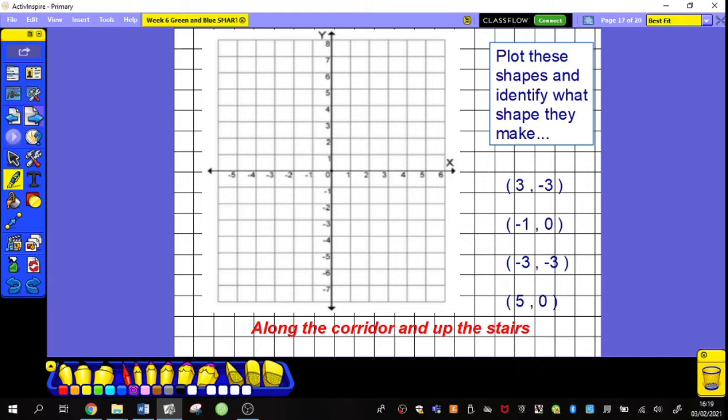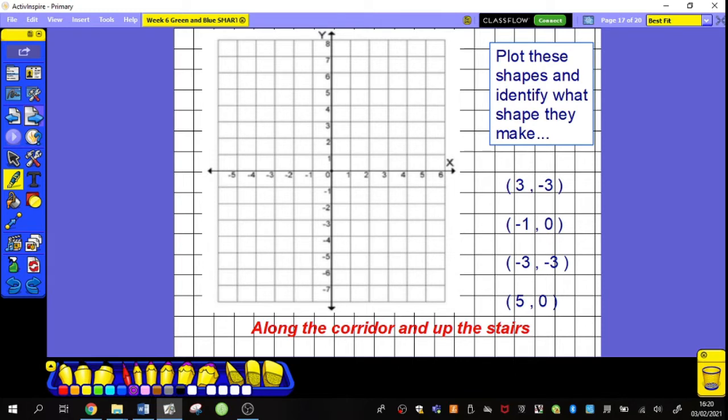So, today I said we're looking in all four quadrants. Yesterday we were just looking in the positive sides, known as the first quadrant. Today we've got all four, so we are going to be looking at negative coordinates today as well. But everything I taught you yesterday still applies today. So plot these coordinates and identify what shape they make.